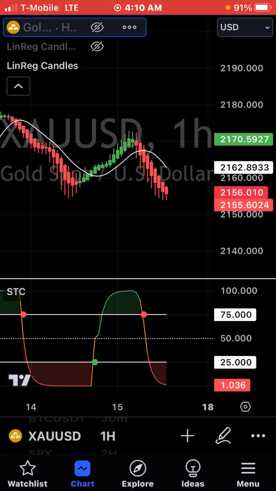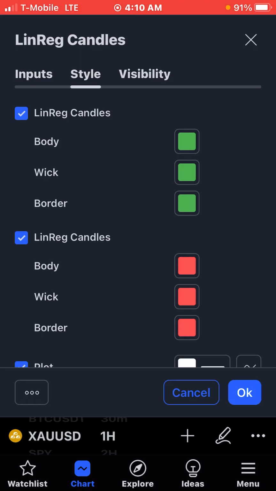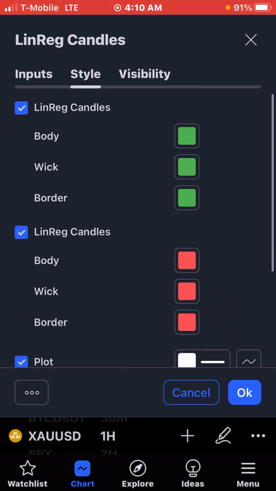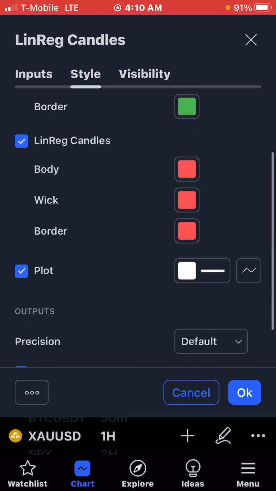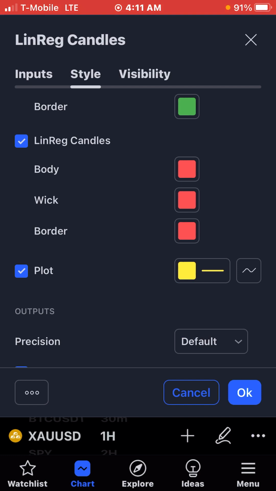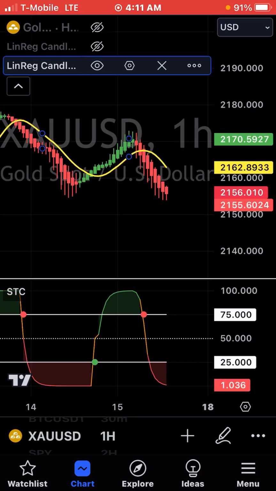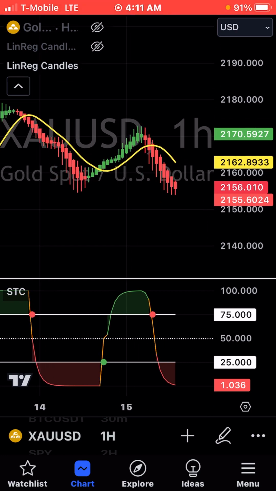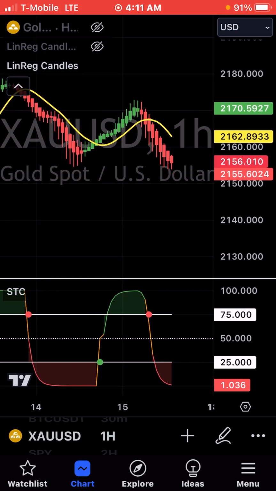Once you get into the linear regression channel, I change the color of the candles because I personally don't like green and red. That's personal preference if you want to change the color. But what you need to focus on here is your plot line. You can change it here. I like having it be yellow, and you can make it thicker if you want to. You need to have your plot line here, and I like something that stands out. That is what's involved with setting up the linear regression candles.